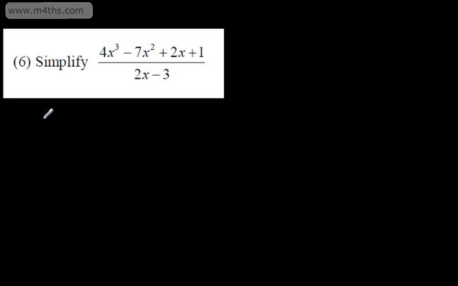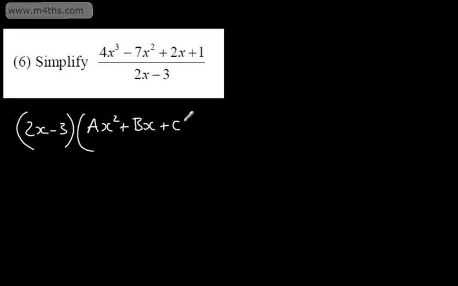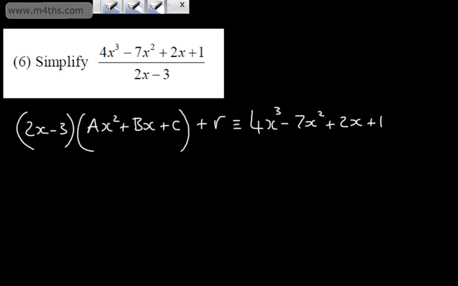Alternatively, we could have set up an identity. 2x minus 3 multiplied now by, if we've got a cubic here and we've got a linear here, it's going to be ax squared plus bx plus c plus the remainder, and that will now give us the cubic expression 4x cubed minus 7x squared plus 2x plus 1. So we should get the same answer as we did before, and of course we can check now by evaluating.